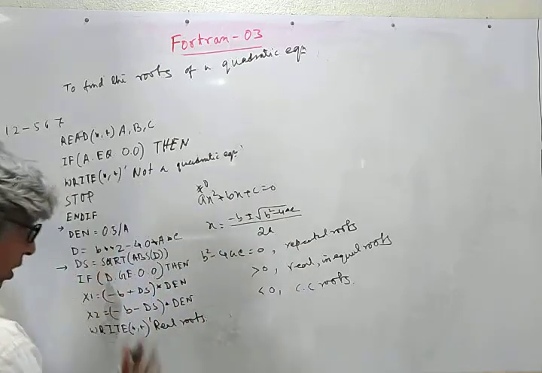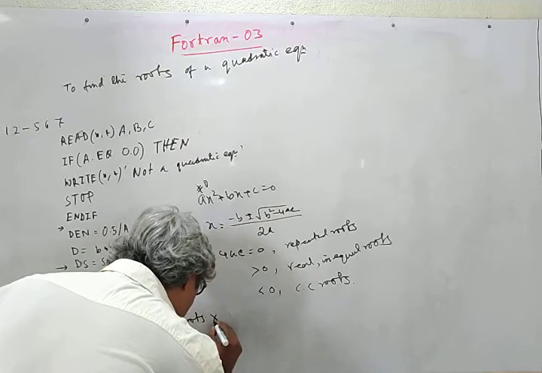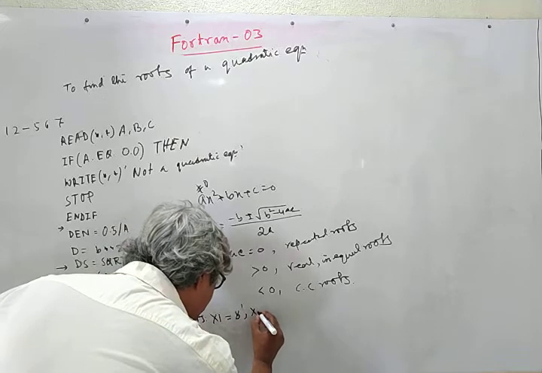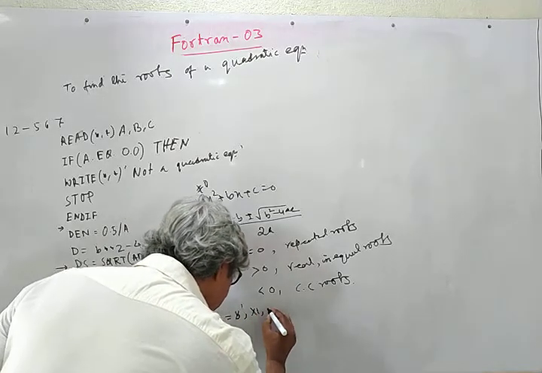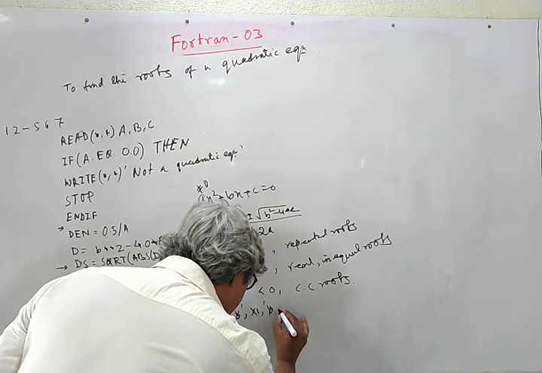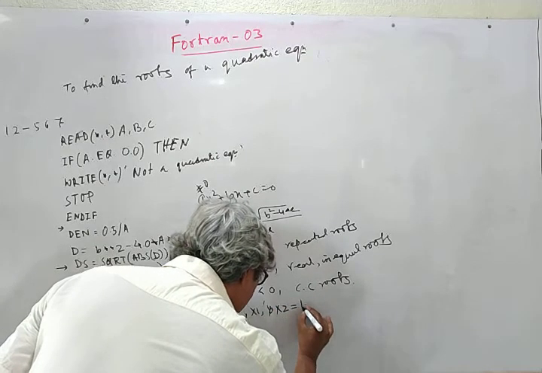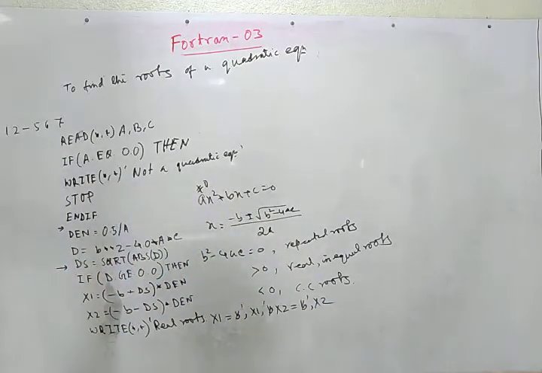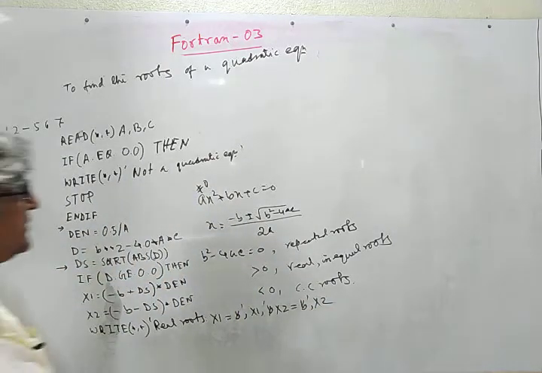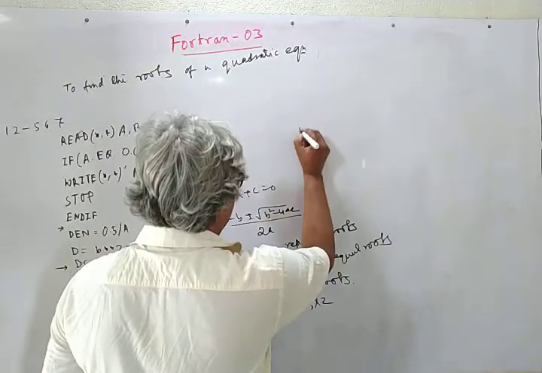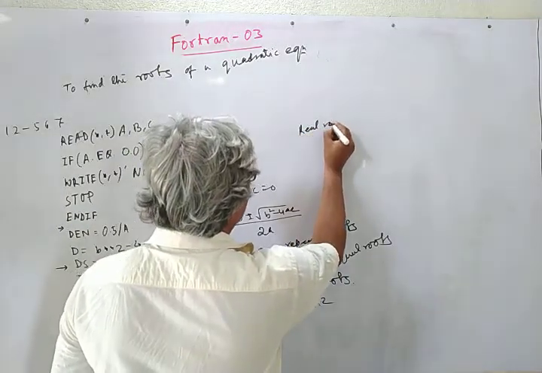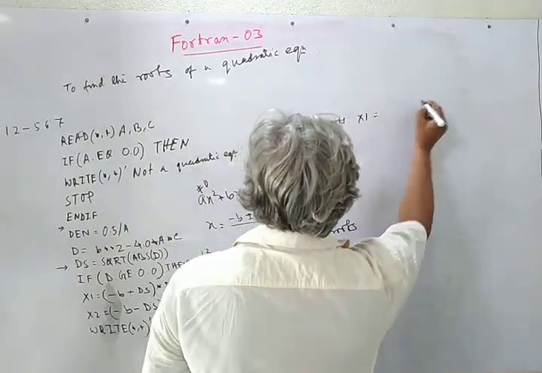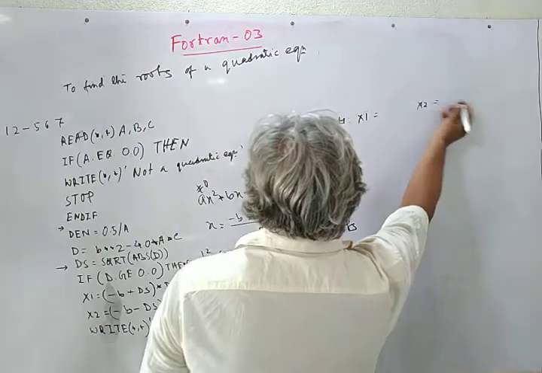Colon, you should not put a comma. x1 is equal to blank, the value of x1, comma, x2 is equal to blank, x2. So it first writes real roots, colon, x1 the value of x1, and then x2 and the value of x2.